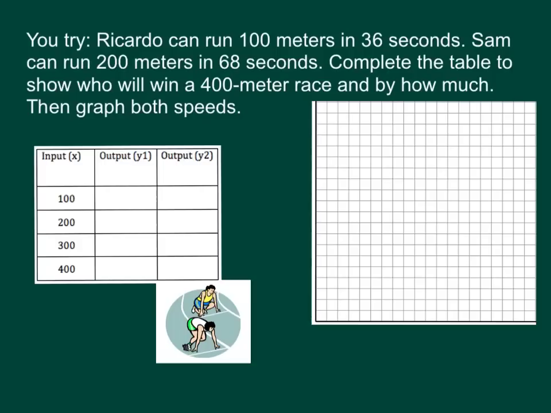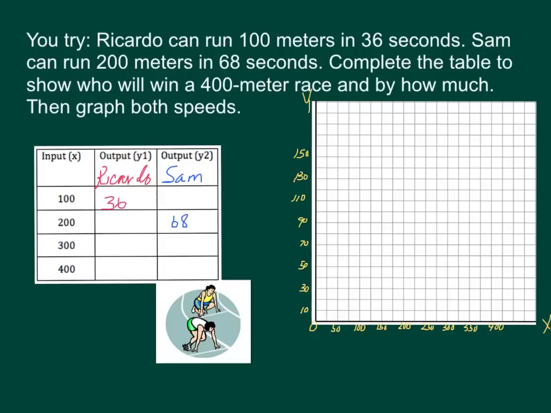So let's look at the information that we are given. First, on the initial output, the first y, you have Ricardo. And it says that in 100 meters he ran 36 seconds. And then secondly, for the next output table, you have Sam. And it says for him in 200 meters, he ran 68 seconds. So it looks like for Sam's table, you are going to have to find the unit rate before you can complete his output values. Don't forget to label your graph.